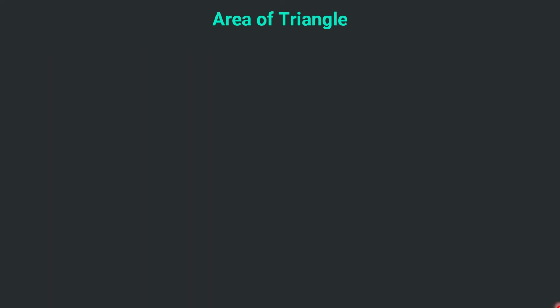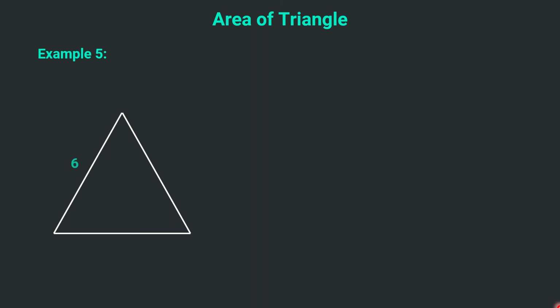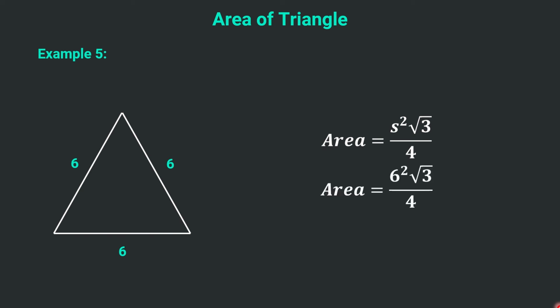So for example, we have a triangle with sides 6, 6 and 6. The area of the triangle is given as S square under root 3 upon 4. Putting the value 6 in place of S, we get 6 square under root 3 upon 4, which is equal to 9 under root 3.